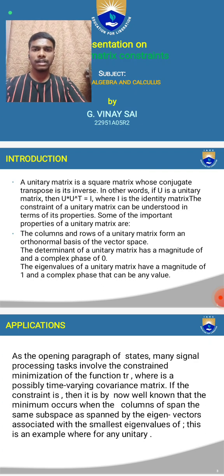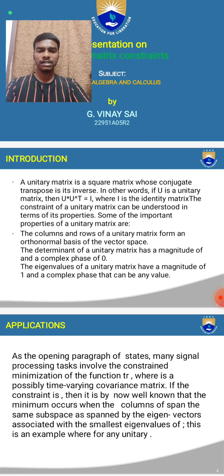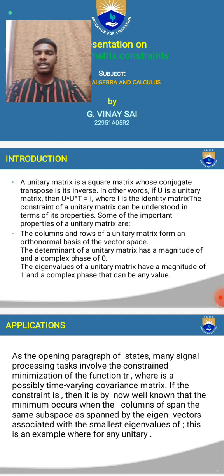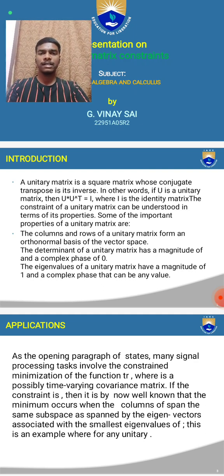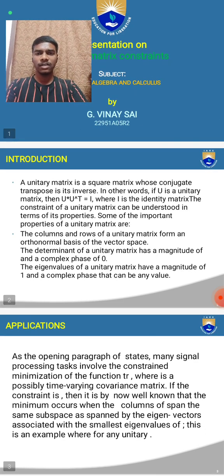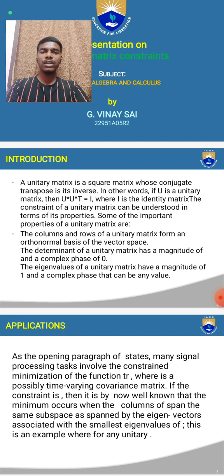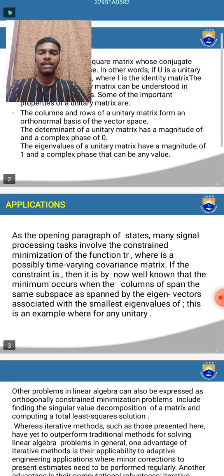Some of the important properties of a unitary matrix are: the columns and the rows of a unitary matrix form an orthonormal basis of a vector space. The determinant of a unitary matrix has a magnitude of 1 and a complex phase. The eigenvalues of a unitary matrix have a magnitude of 1 and a complex phase that can be any value.